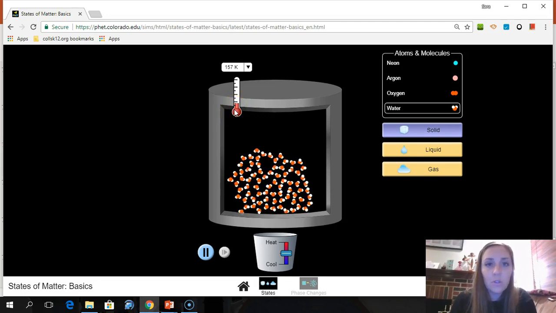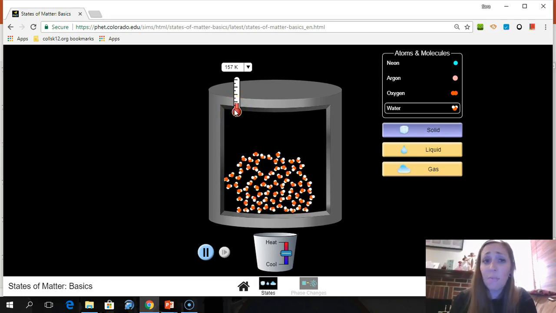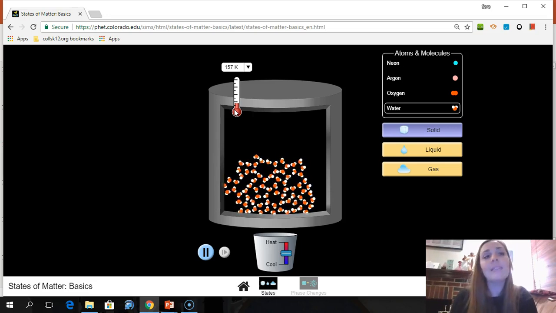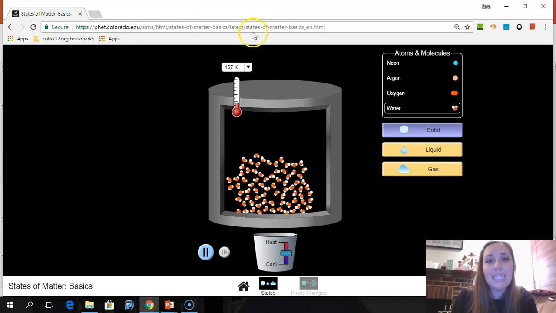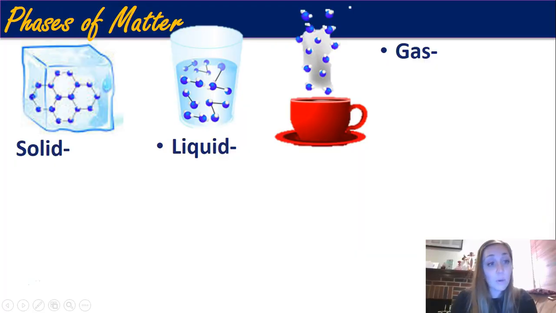So those are just the visuals you want to look at. If you're ever trying to solve a problem about what happens between solid, liquid, and gas, you can always look up this PhET lab. It is States of Matter. So let's go over some more differences.